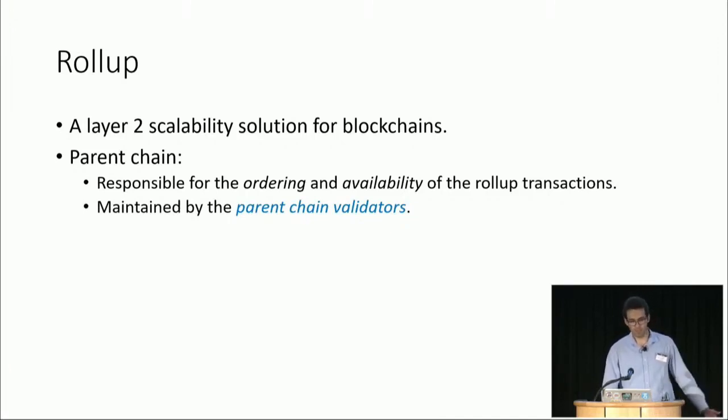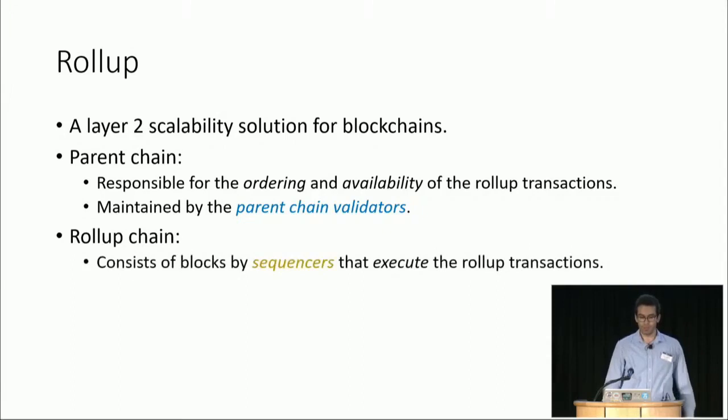And now, besides the parent chain, I would like to conceptualize a rollup as also a rollup chain that runs in parallel to the parent chain. And this rollup chain consists of blocks that are created by sequencers. So now, who are these sequencers? These sequencers receive transactions from the users of the rollup, or sometimes they extract these transactions from the parent chain. They batch these transactions into blocks.